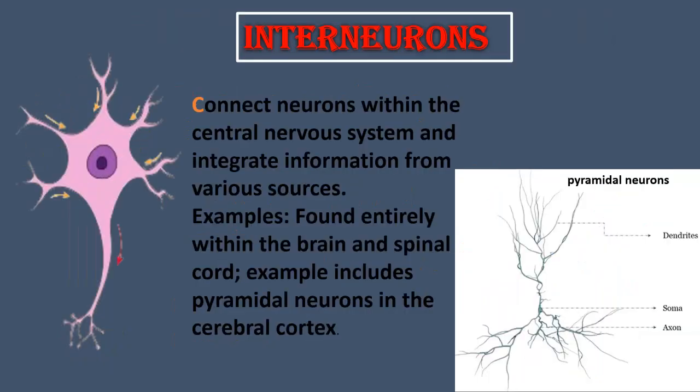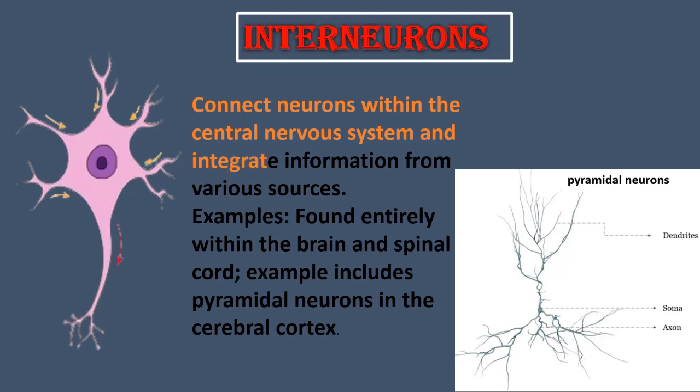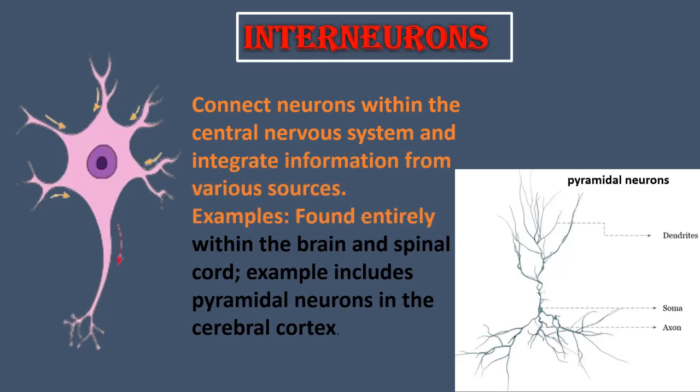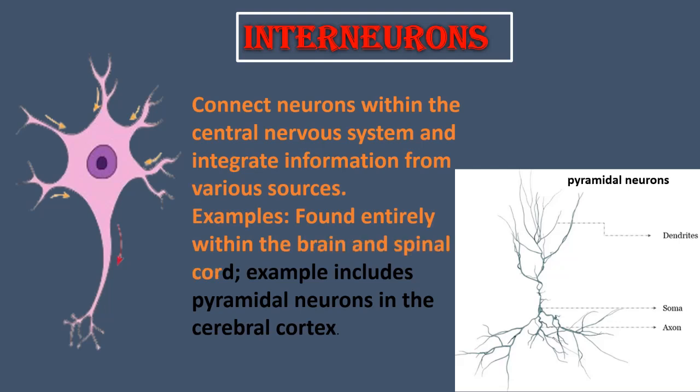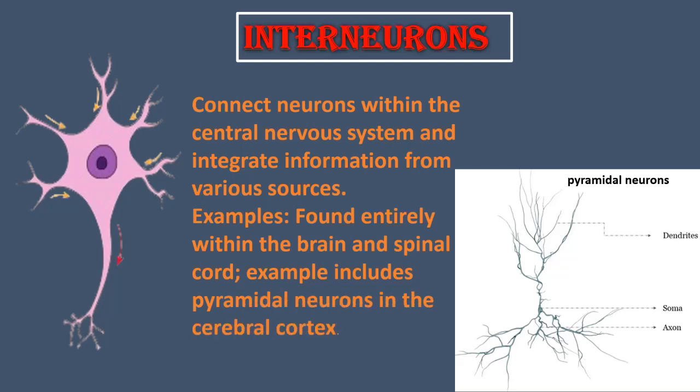Next is interneurons. Interneurons connect neurons within the central nervous system and integrate information from various sources. They are found entirely within the brain and spinal cord. An example includes pyramidal neurons in the cerebral cortex.